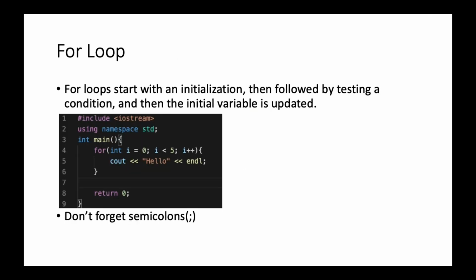So now we have a for loop. This is great because it can run something a certain number of times, however many times you need it to. For loops start with an initialization part, a condition that is going to be tested, and then followed by the initial variable being updated.